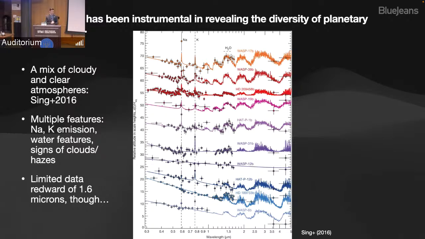But I also want to point out that the data out past 1.6 microns on this plot is pretty limited. And so with Hubble we didn't have too much chance to understand planetary atmospheres in the infrared.